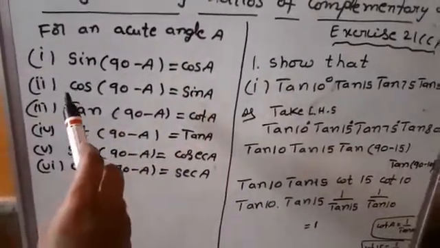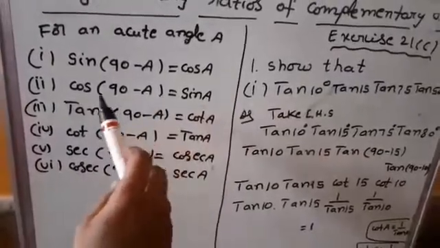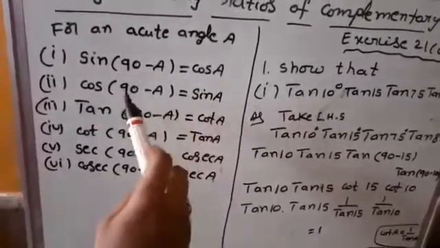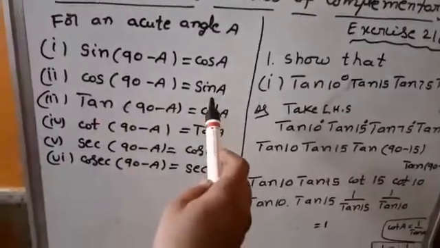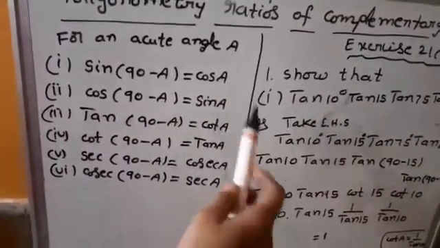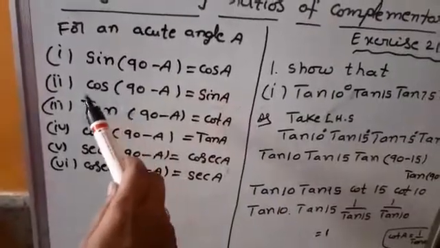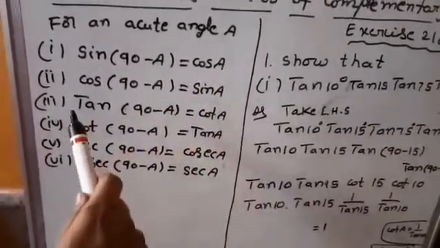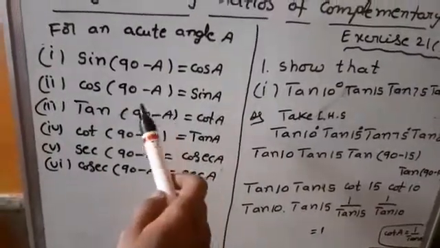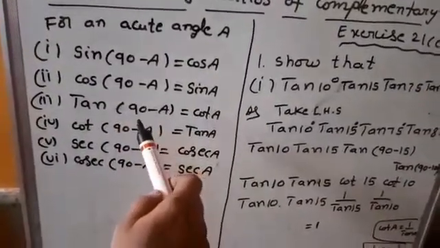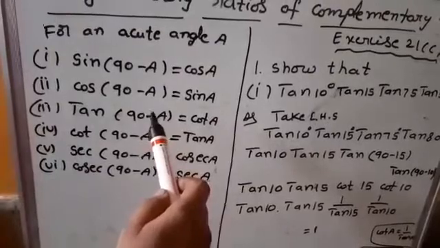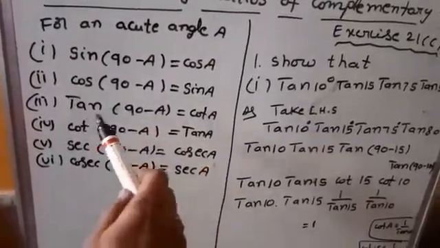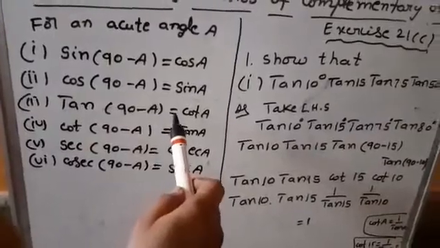Next, cos of 90 minus A. Here 90 degrees is there, so cos will become sine. So cos of 90 minus A equals sine A. Next, tan of 90 minus A. Here 90 degrees is there, so tan will become cot. So tan of 90 minus A equals cot A.